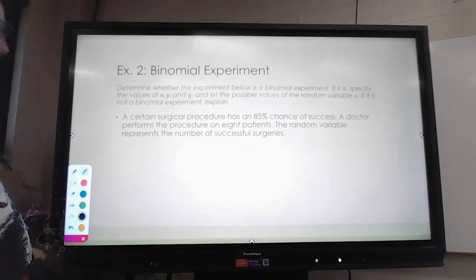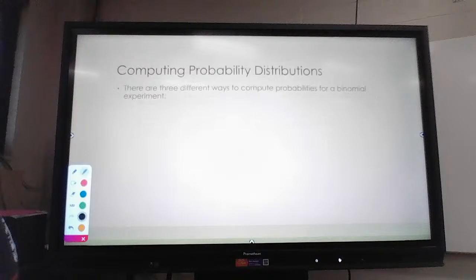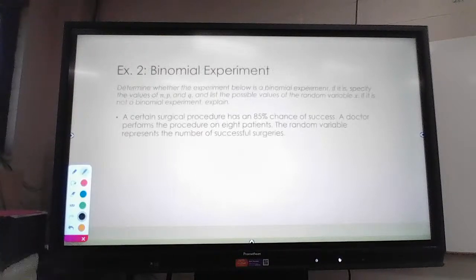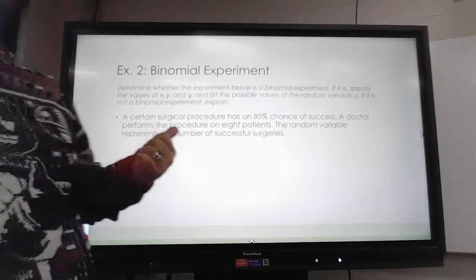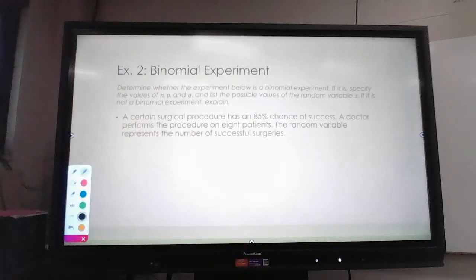Okay? So let's try another example of identifying our correct variables. A certain surgical procedure has an 85% chance of success. A doctor performs the procedure on 8 patients. The random variable represents the number of successful surgeries. So we've got to ask ourselves, first off, how many outcomes do we have? Well, either this procedure is a success or it's not a success. So there's only 2 outcomes.